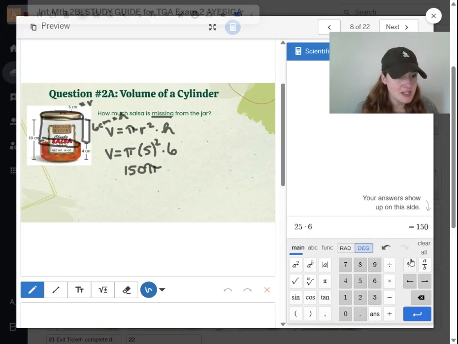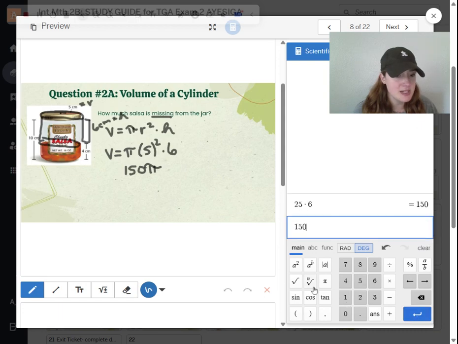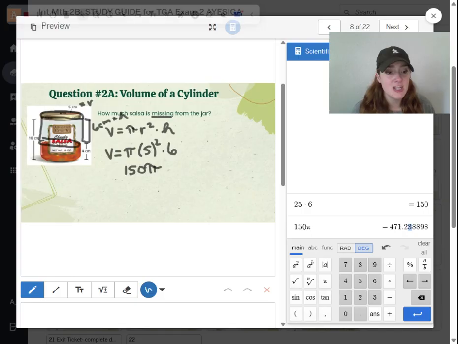And let's see what that is. 150 pi. Rounding, usually for our class, to the nearest 10th place or 100th. So if it's 100th, it would be 471.24. If it's the 10th place, 471.2. So we're going to say this volume is equal to 471.2, and the units again. So volume is when our units are cubed. So this is going to be centimeters cubed.